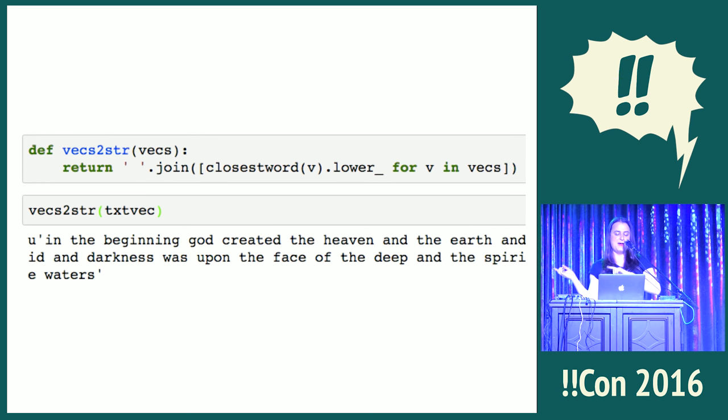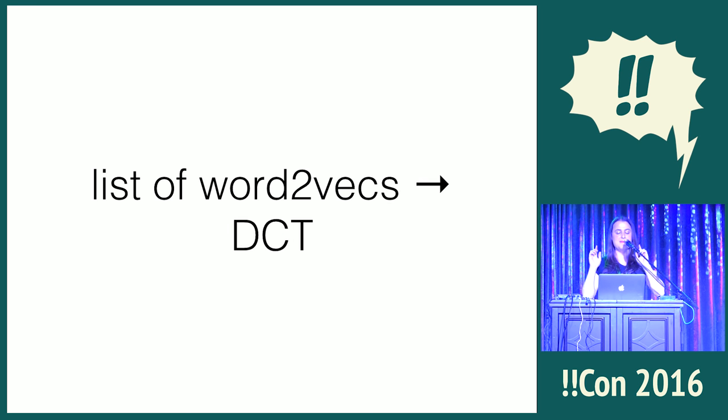This function converts that vector back into words by finding the words in the word-to-vec vector space closest to the given vectors. With the unmodified vector, as you can see here, it just returns the original source text. Now what I'm going to do, this is the fun part, I'm going to find the DCT of that list of word-to-vec vectors. DCT works just as well on data with 300 dimensions as it does on data with one or two dimensions. Hopefully you can see where I'm going with this.